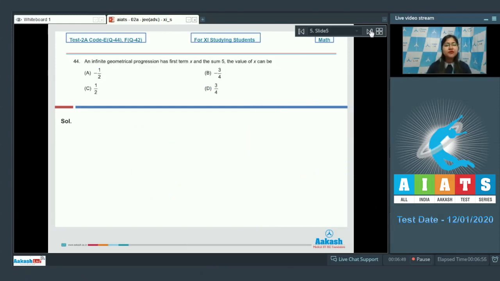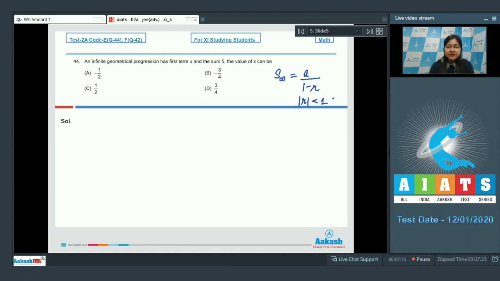Next is question number 44, which says an infinite geometrical progression has first term x and the sum 5. The value of x can be. See, we know that sum of infinite series is a divided by 1 minus r, right? And this is only possible if mod r is less than 1. Only then summation of infinite GP will be finite.